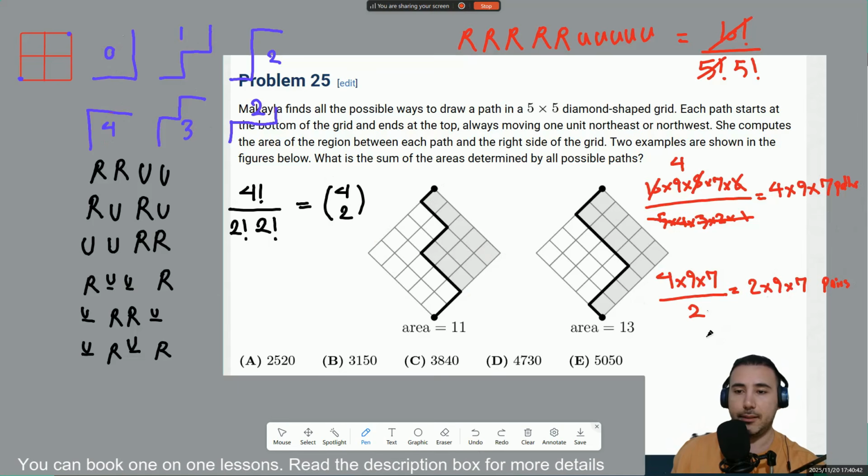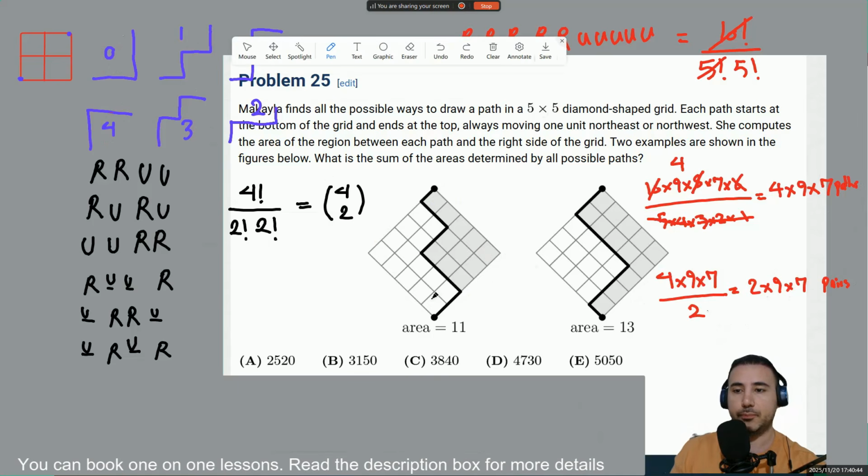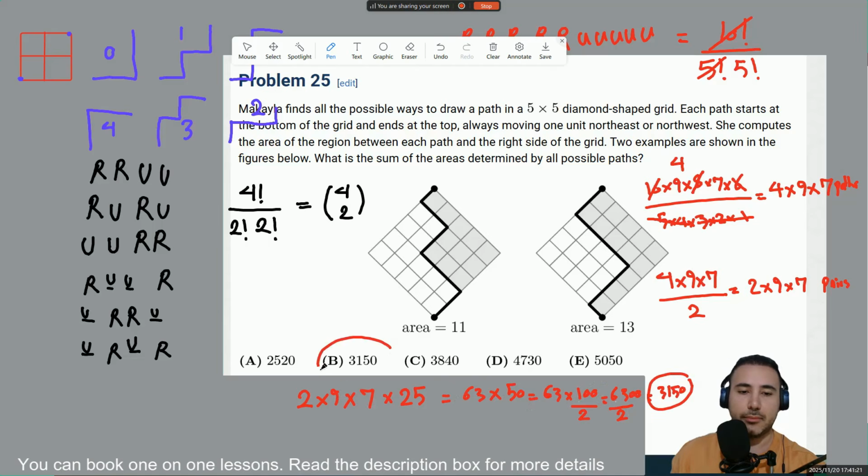So where to write it? I'm going to write it below here. This is the number of pairs, and each pair is going to be a 25, right? So this is equal to 9 times 7, 63, times 50. I like to do it this way: 63 times 100 over 2. That's how I like to do it. So what is half of 6,300? That's 3,150. Okay, so it's going to be this one.